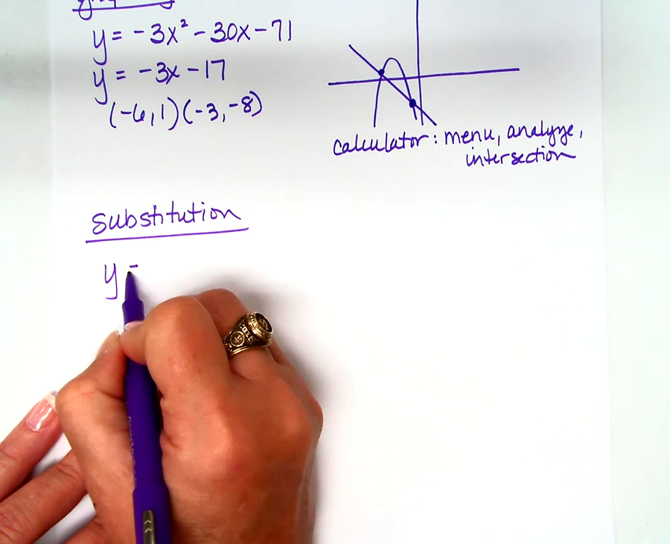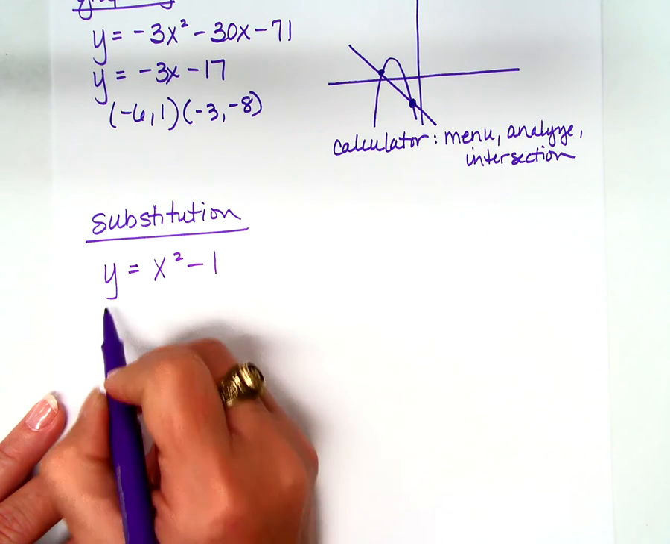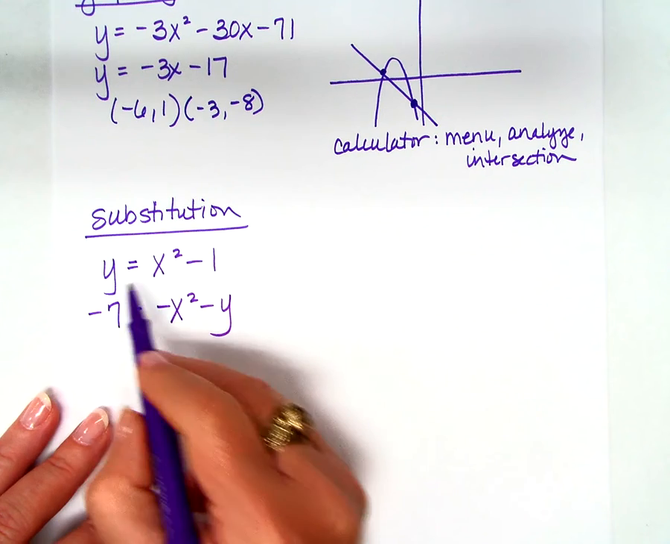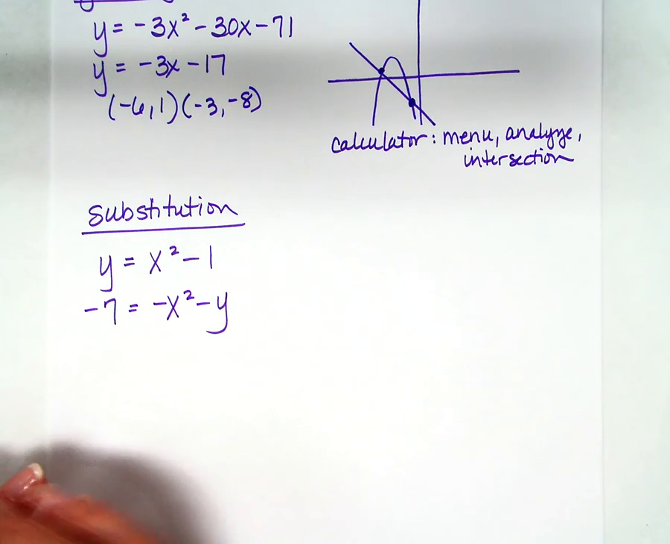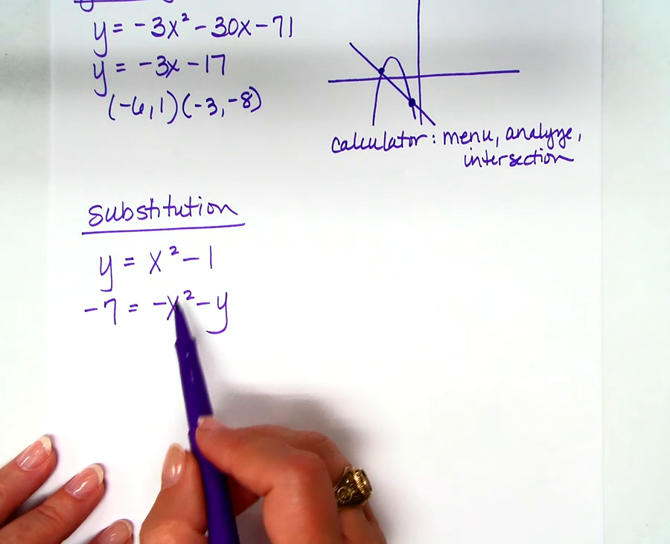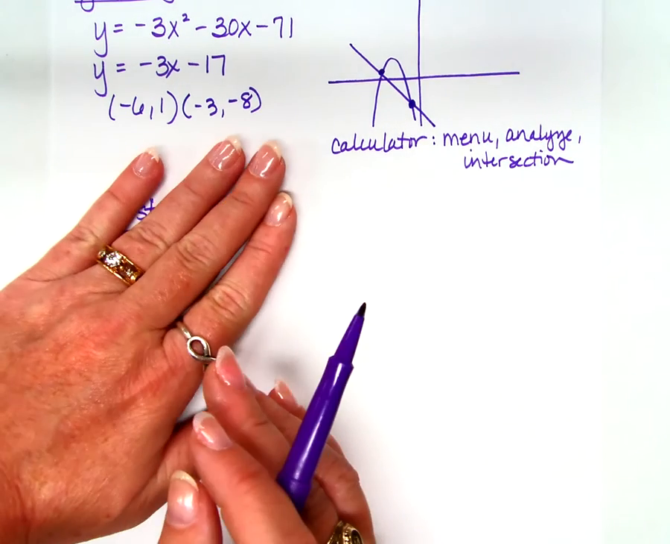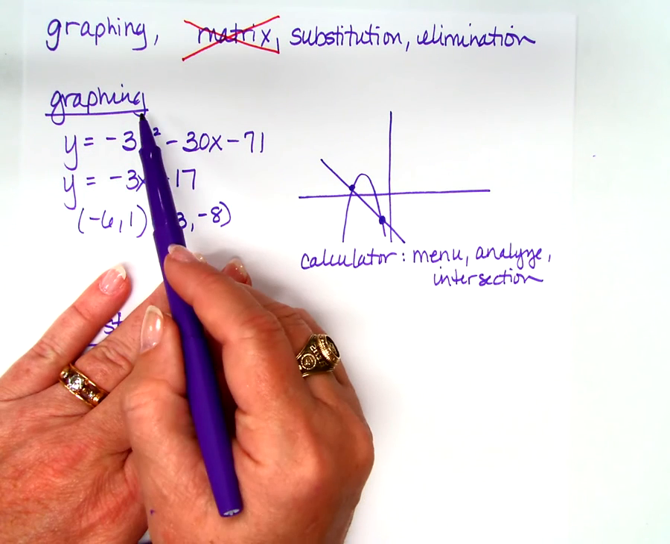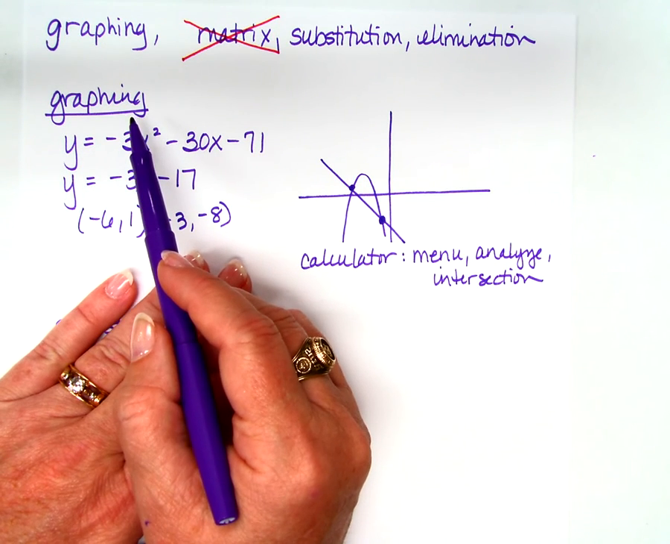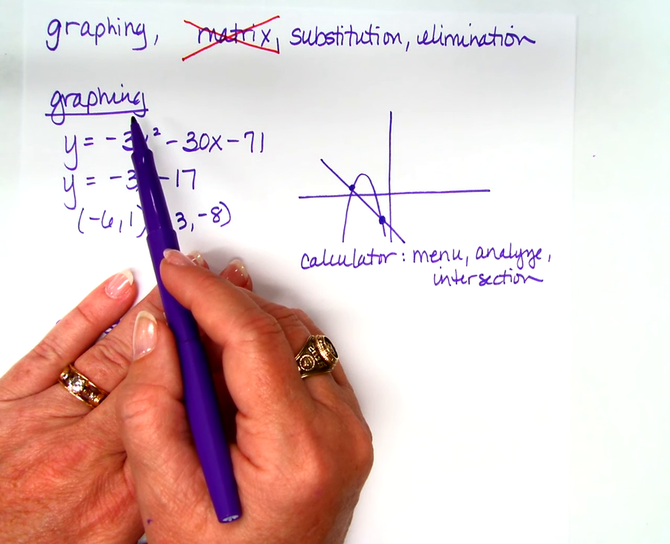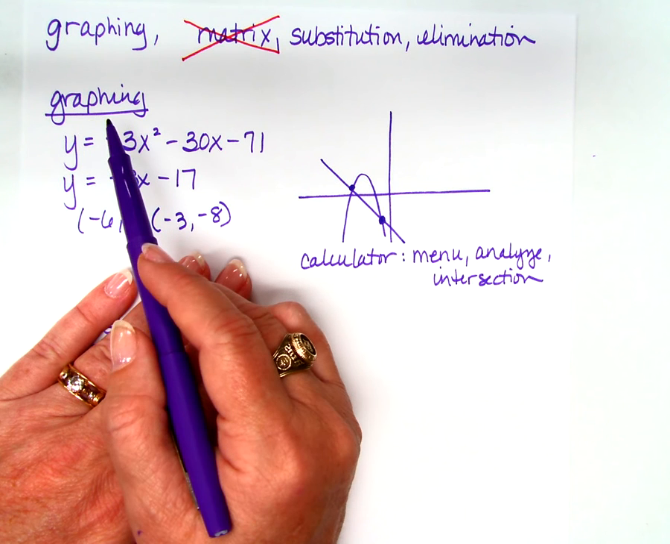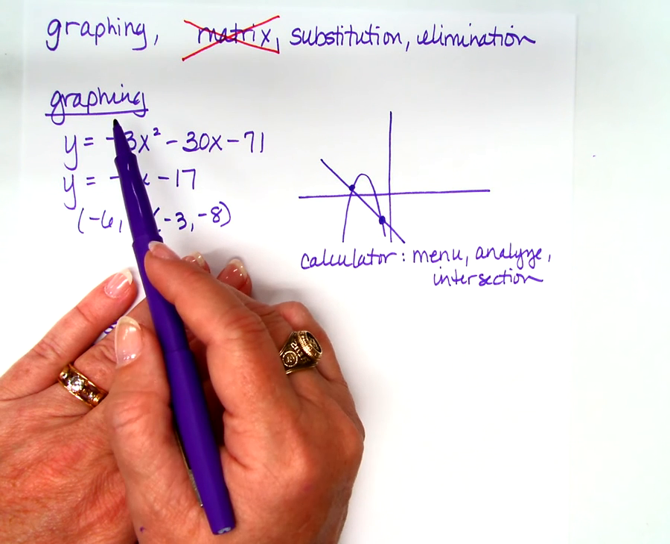So what if this was our system? Y equals x squared minus 1. Negative 7 equals negative x squared minus x. Can we take a quick commercial break? Look back up here real fast. Tell me how you're going to know to do graphing. The first easiest way to know you do graphing is it says do graphing, right? Solve the system by graphing. What's another way you might decide to do graphing if it doesn't tell you?